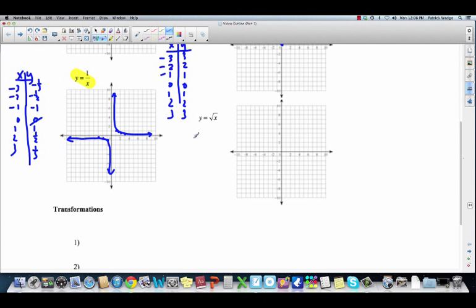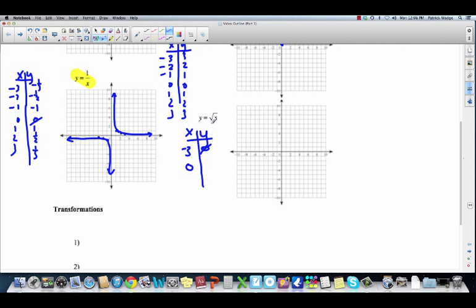Okay, here's another one we haven't done before. X, Y. So let's do them one at a time. Negative 3. The square root of negative 3. You can't do the square root of negative 3, right? You can never have a negative in there. So there's no point in writing down negative 2. There's no point in writing down negative 1.